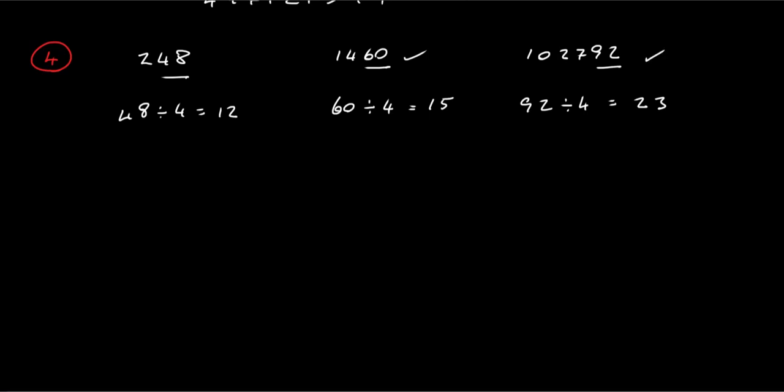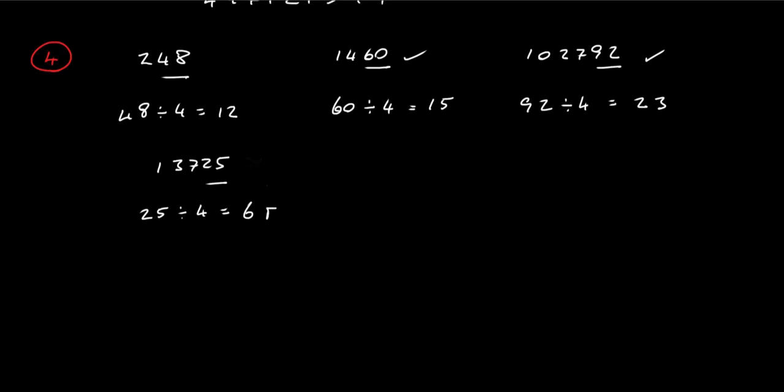Let's take one more, 13,725. Let's take 25. If you take 25 divided by 4, we'll get 6, and we'll have a remainder of 1.